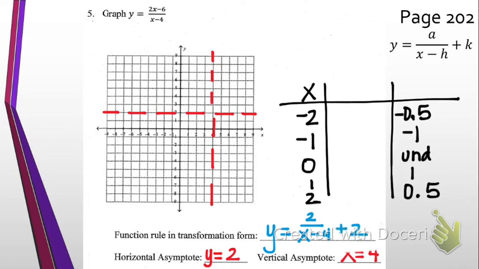So you're going to add the h. So add 4. And then multiply by a, which is 2, and add 2.